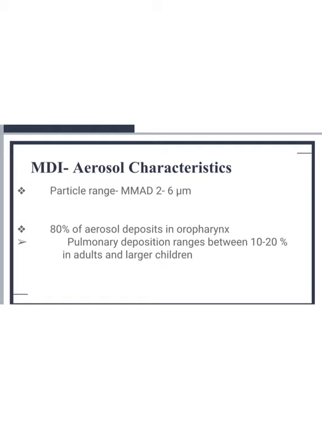So MDIs, their aerosol characteristics, their particle range is going to be 2 to 6. And they're a little bit larger particles. 80% of the aerosol deposition happens in the oral pharynx or in the mouth, especially if they don't have good hand-MDI coordination, if they inhale too fast, if they don't use a spacer, if they don't have the proper technique. And pulmonary deposition ranges anywhere between 10 to 20% in adults and larger children.